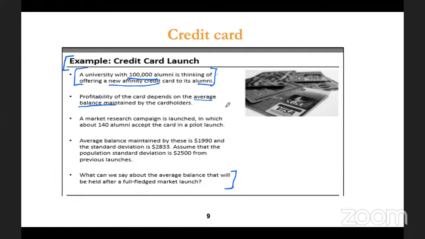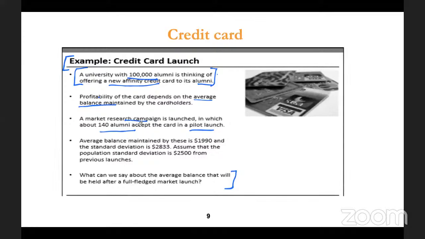So the profitability of this entire project depends on how the students are going to use this card. If they use more and more, they can generate some profits. Otherwise, this would be a loss-making project for the university. Now, to test the waters, to understand the usability of this card by the students, the university wanted to run a pilot study, a market research campaign. The university launched a market research campaign in which 140 alumni accepted the credit card in a pilot launch. That means they wanted to test on these 140 students how the project would go.